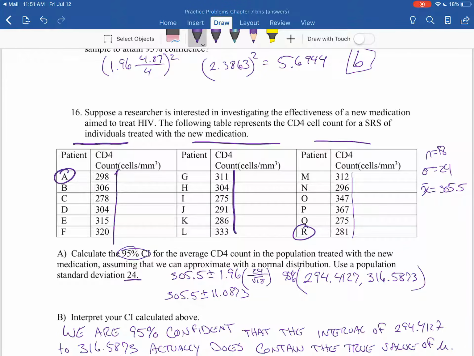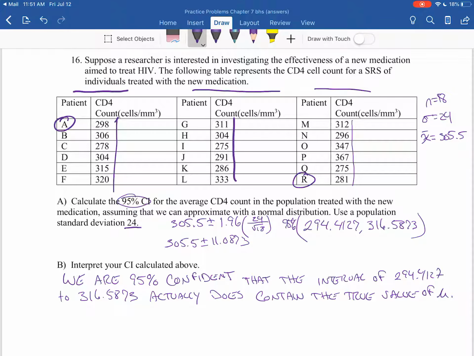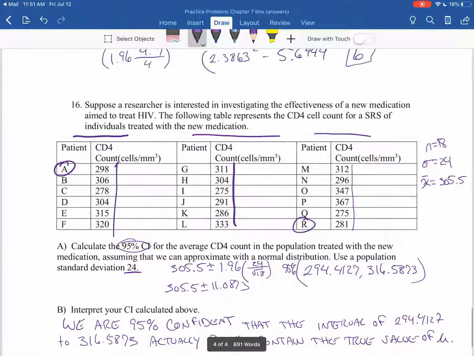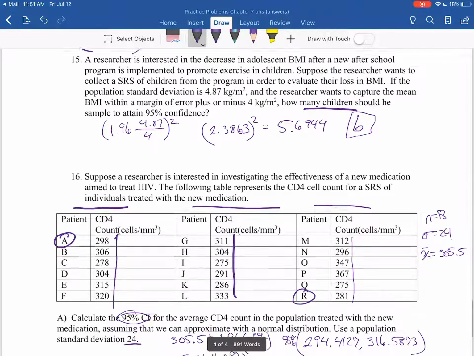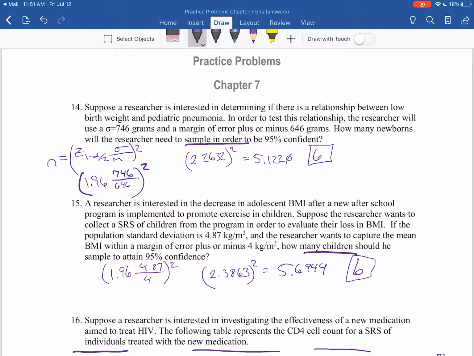When we interpret it, you want to say that we are 95% confident the interval from 294.4127 to 316.583 actually does contain the true value of mu. So once again, doing kind of the same things over and over. More practice, the better. If you have questions or something doesn't make sense, always please get in touch with me, and I will be more than happy to help you out.